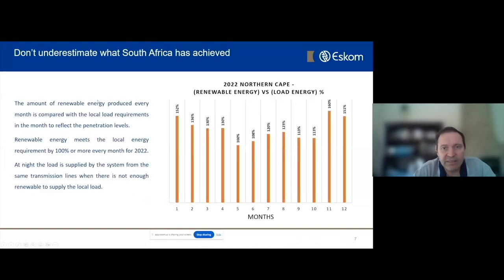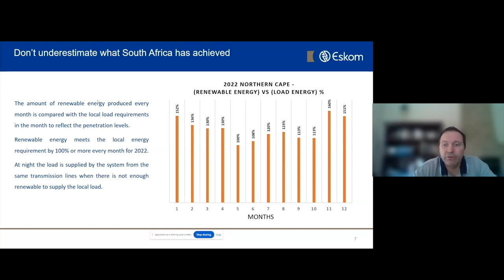And we mustn't undermine what South Africa has achieved as well. In the Northern Cape, which is a very high penetration area, for the local load in 2022, for every month in the year, there's no conventional plant: no coal, no gas, no hydro, no pump storage. It's just pure renewables, PV, wind, and CSP. And for the entire year of 2022, we've run renewable energy greater than the local energy requirements for every single month. And we're still connecting more renewables within those areas.